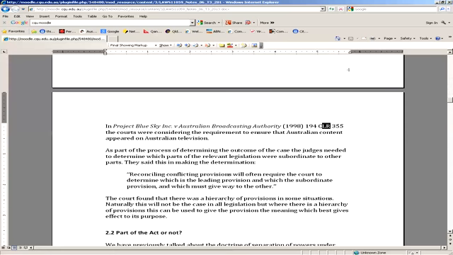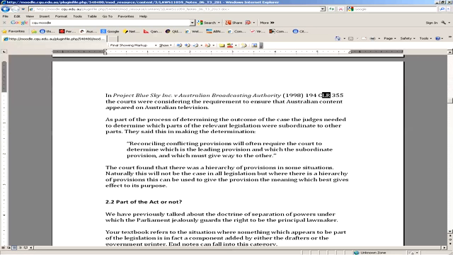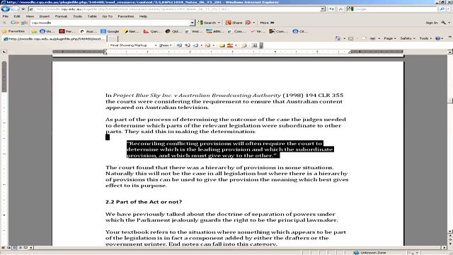So the judges, in that case, needed to determine which parts of the relevant legislation were subordinate to the other parts. Reconciling conflicting provisions will often require the court to determine what is the leading provision and what is the subordinate provision. The reason this case has been mentioned in the notes is that it is unusual in the sense that the judges get to the point where they're actually analysing it and using some of the terminology that we learn as part of the structured academic approach to the question.